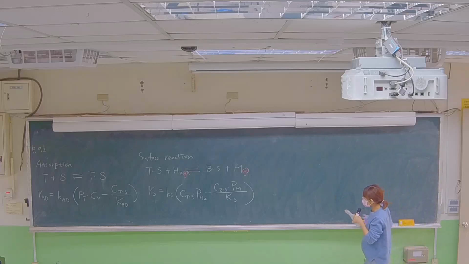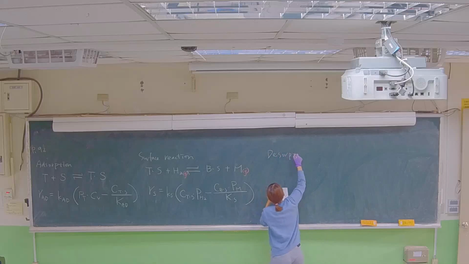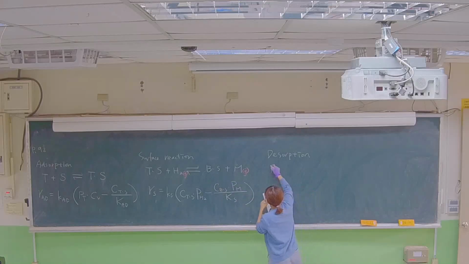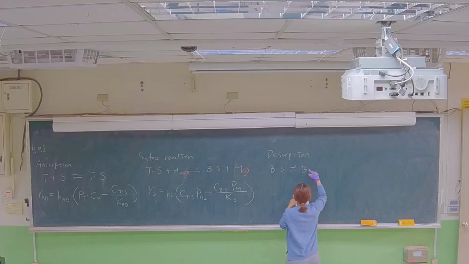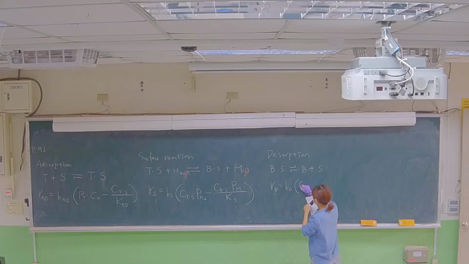Last part. Desorption. Desorption is very easy. Okay? You see only one thing still adsorbed on the active site. So the desorption is to desorb the B from the active site. This part is quite easy, okay? And let me show you the rate law for desorption. r_D, rate constant k_D. For the forward part, concentration C_BS. Reverse part, P_B C_V.